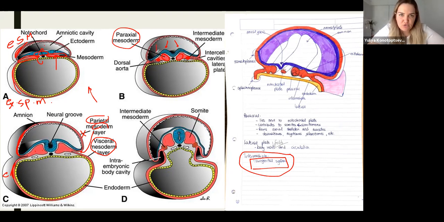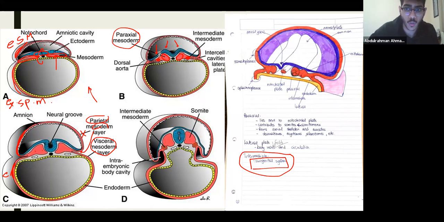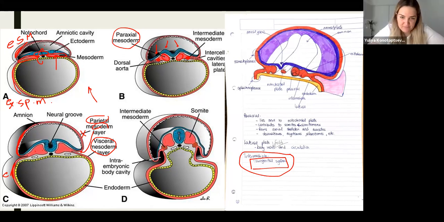Will this tissue be neural? Will this ectoderm be neural? Why not? Because it's not thickened. And why is it not thickened? Because there is no notochord. Okay, so this will be your surface ectoderm. So is it clear? So this part of the ectoderm is surface ectoderm. This is your neural plate. And then this is another surface ectoderm.